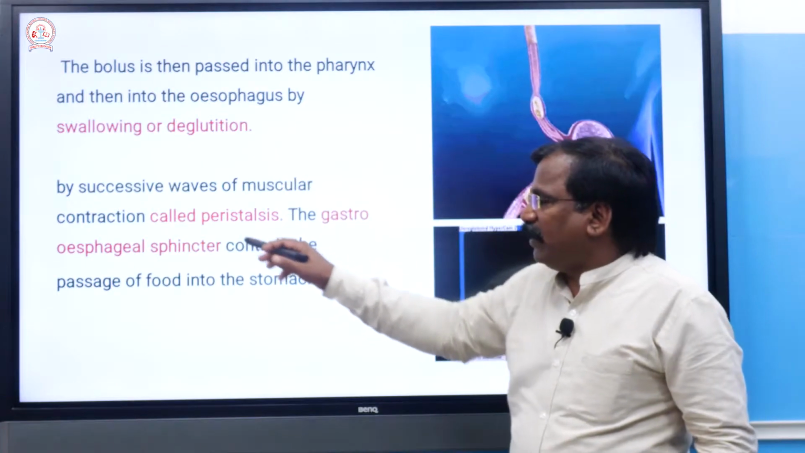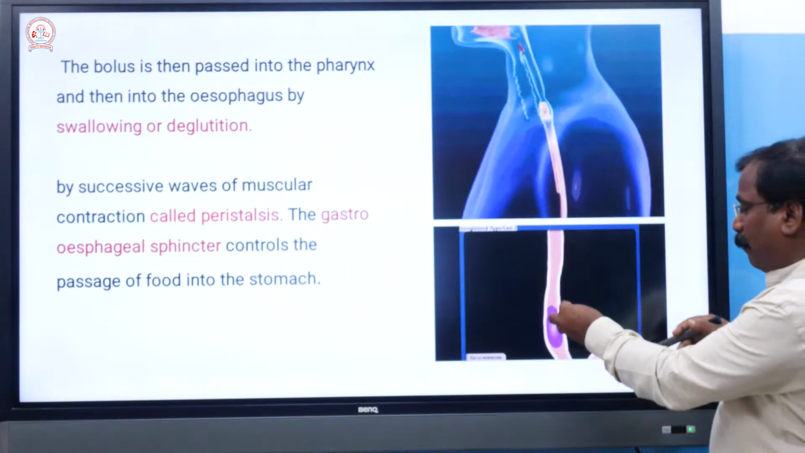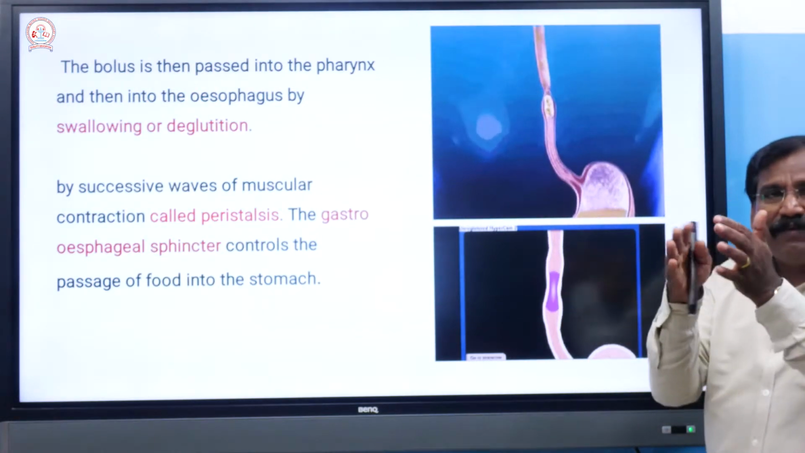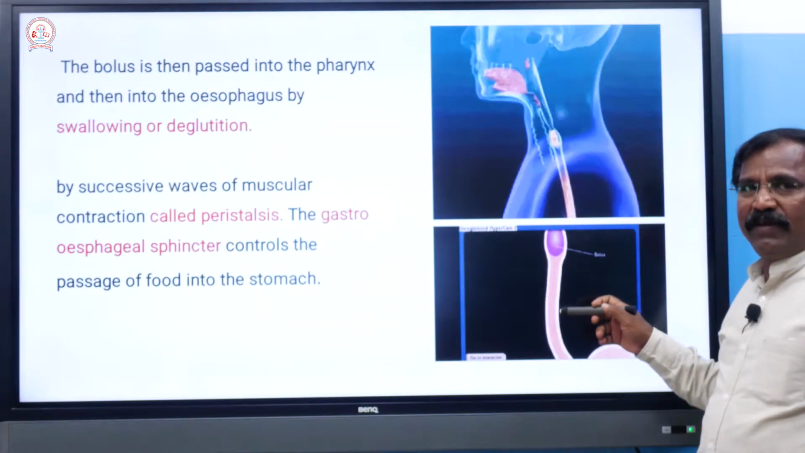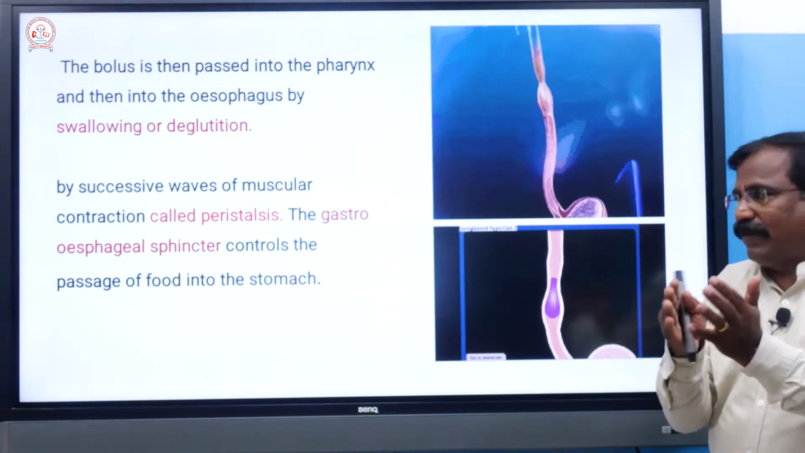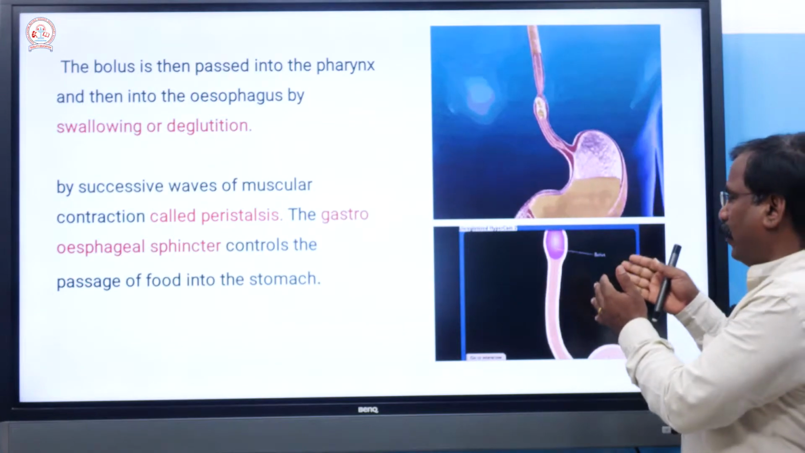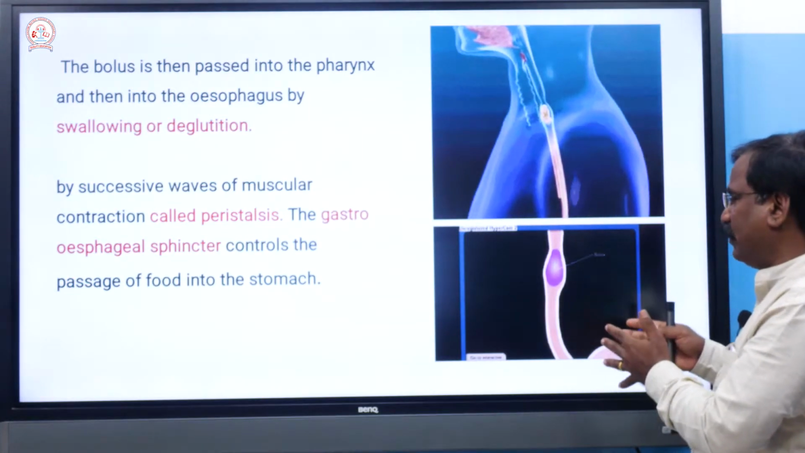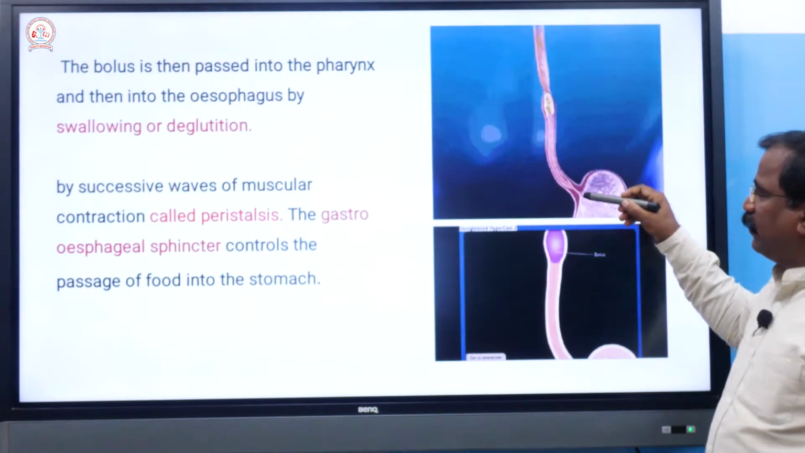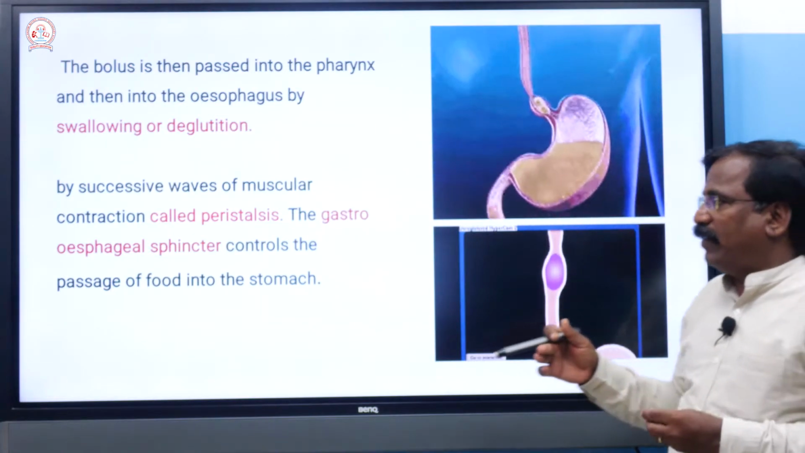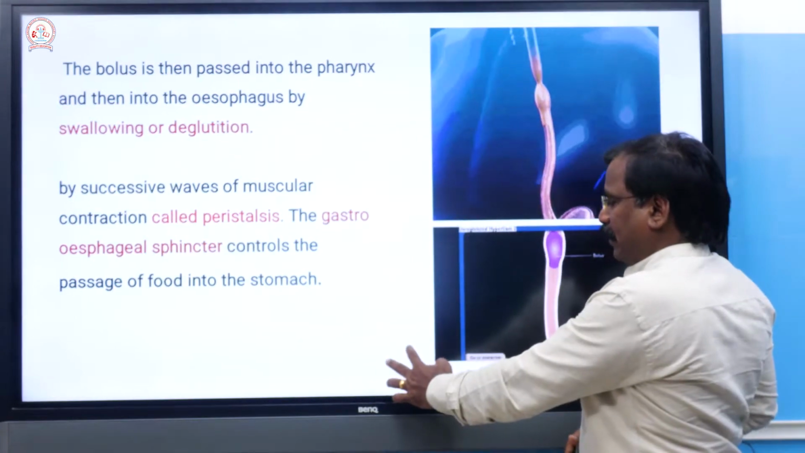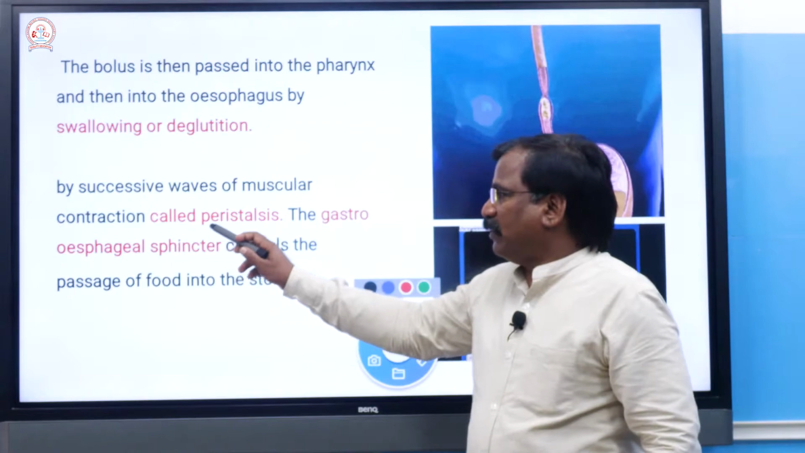Listen, this is very important. When food goes through the esophagus, there is a wave-like movement, a simultaneous contraction and relaxation. That causes the food to gradually descend and reach the stomach. That wave-like movement is called peristalsis.